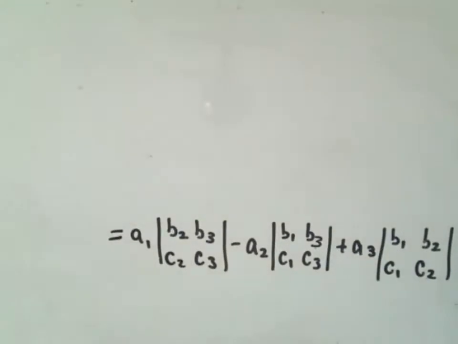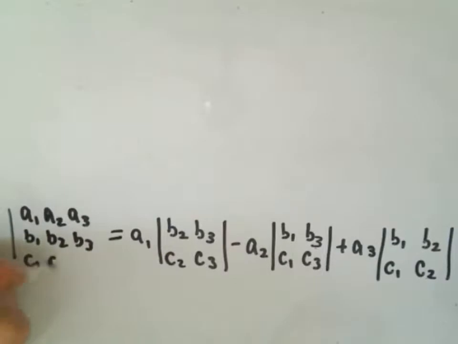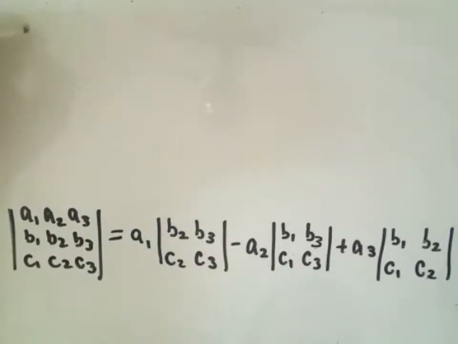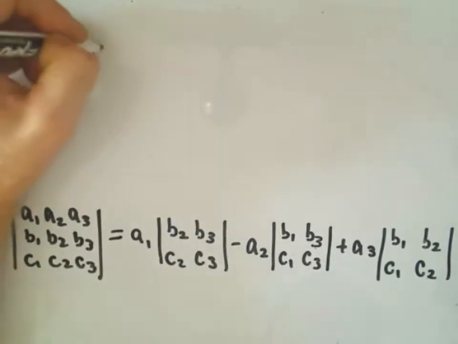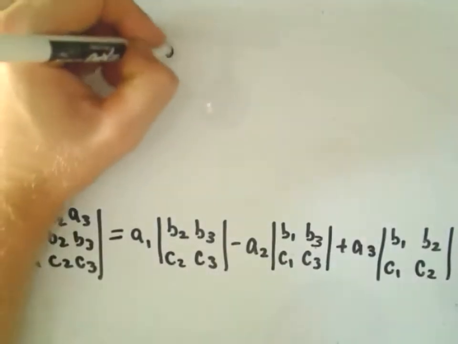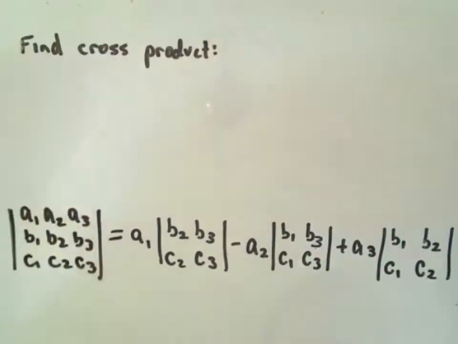Okay, so maybe I can give myself a little more room here. So let's see. A1, A2, A3, B1, B2, B3, C1, C2, C3. You can show from the definition of a cross product that this is all valid. I'm definitely not going into the theory of it all. But what we're going to do is find the cross product of these two vectors.